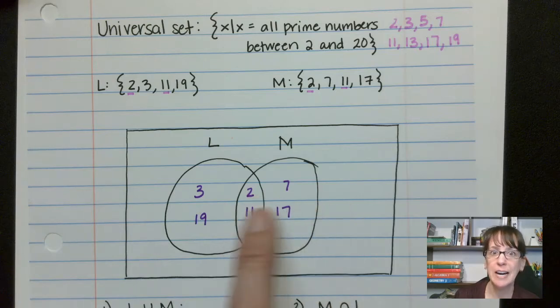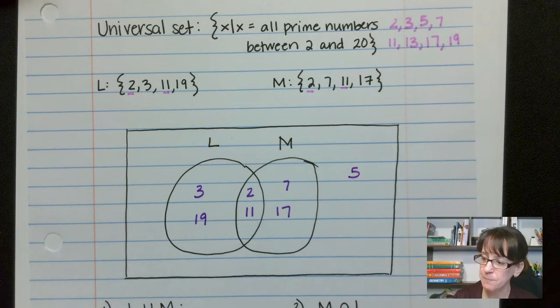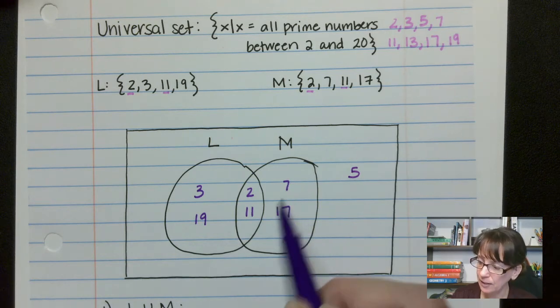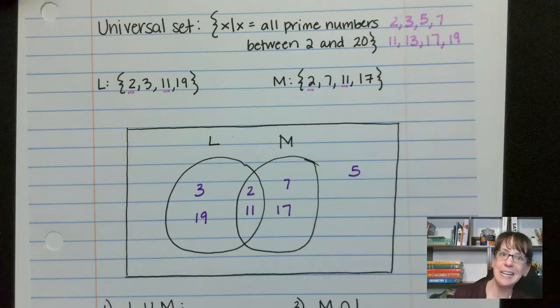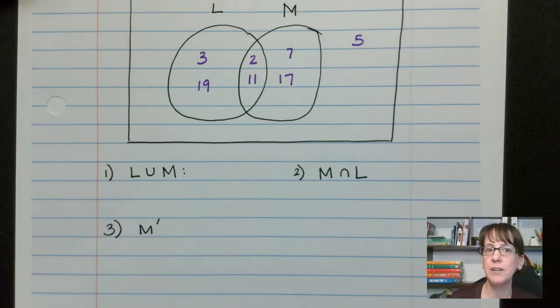Let's take a look. It looks like I'm missing 5, so that's going to go out here. 7 is here, 11 is here, 17 is here, and 19 is here. So it looks like I'm just missing 5 there. So now that we have this all lined out, let's talk about what that means.